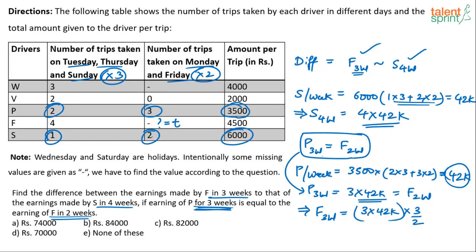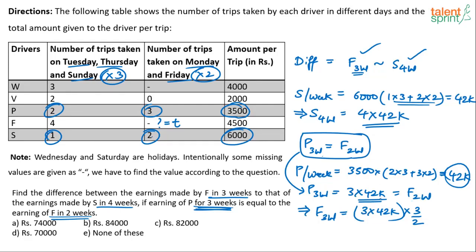So 3 into 42,000 into 3 by 2. Basically, F in 2 weeks is this much, so F per week will be divided by 2. So 3 into 42,000 divided by 2. F in 3 weeks will be overall multiplied by 3. I hope you are able to follow the calculation here. You're getting the calculation here. Yeah, you're getting it.